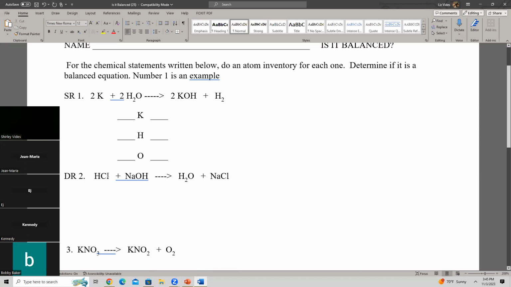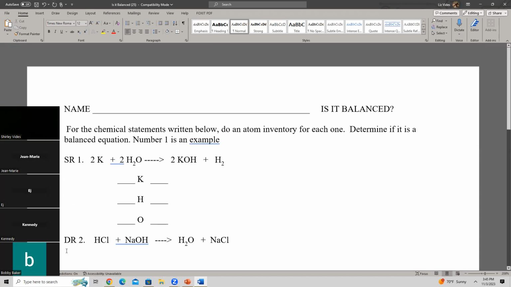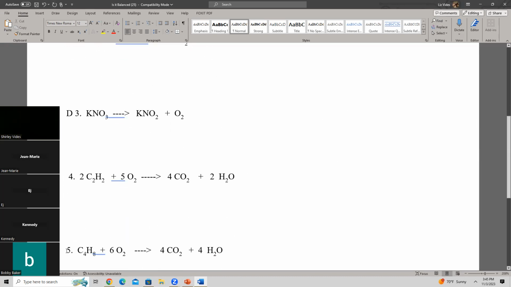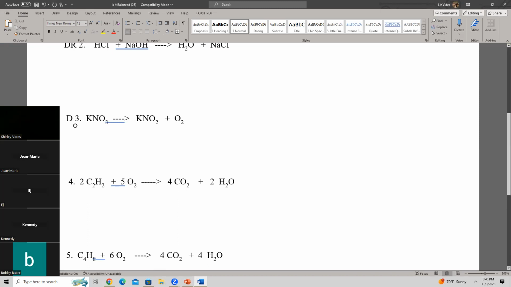This next one is a double replacement. You can see because you've got hydrogen and sodium switching places. You see that? Okay, this is a decomposition because it's breaking up. It's breaking up because you have only one reactant becoming two products. And that right there always tells you that's a decomposition.